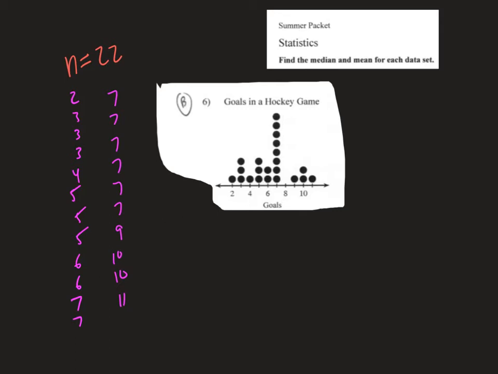So half of 22 would be 11. So the 11th and 12th positions are what we're going to use for our median. The median is equal to the 11th plus the 12th positions divided by 2. So let's go number them and see who that is.